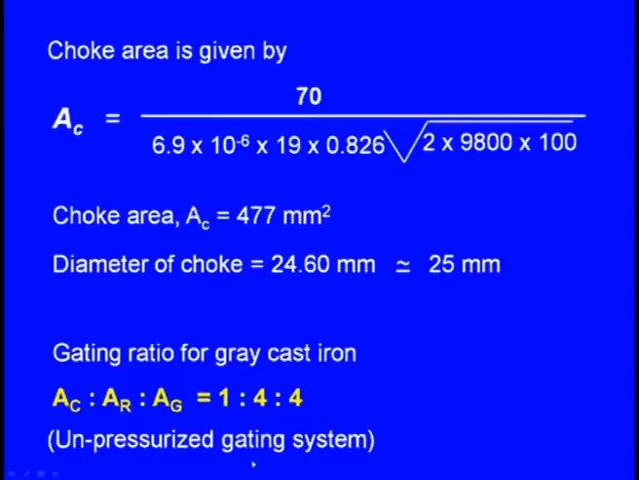Because the casting is a simple one, with a rectangular cross section and no complex or intricate shapes, we are choosing the unpressurized gating system. This is the unpressurized gating system ratio, 1:4:4. Now, we have already found out AC, the choke area.